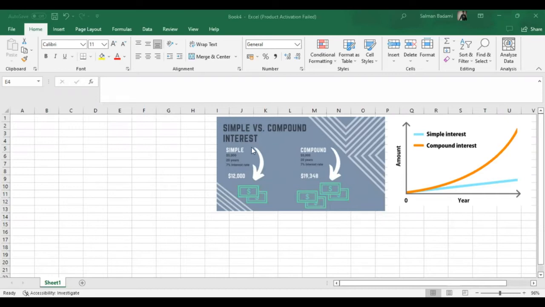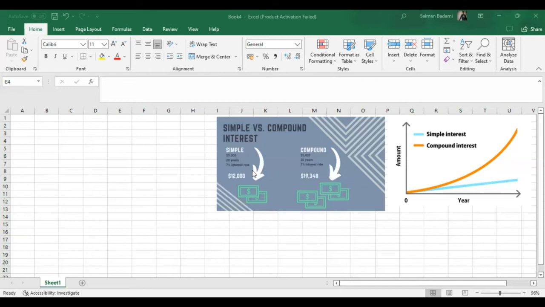So there are two types of interest. One is simple interest and another one is compound interest. Let's suppose an investor decides to invest $5,000 in a bank for 20 years at a rate of 7%. So the interest rate over here is 7%, the time period is 20 years, and the investment amount is $5,000.